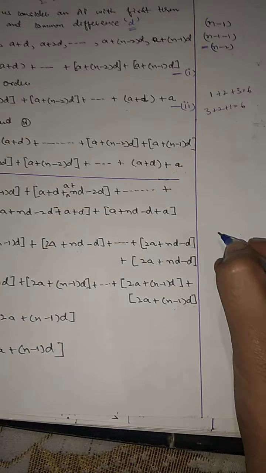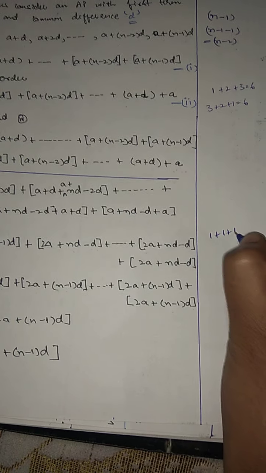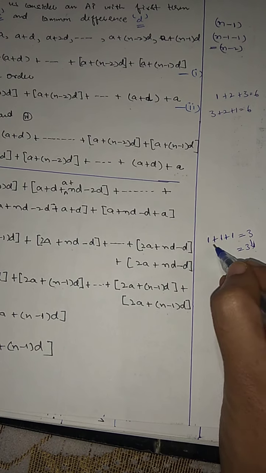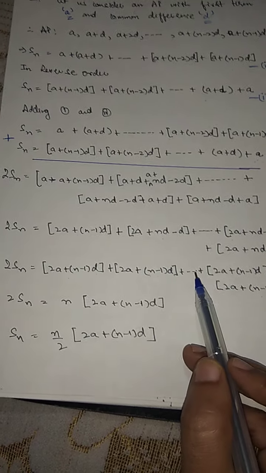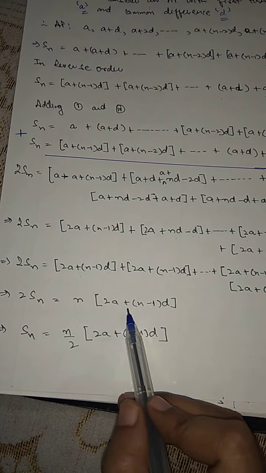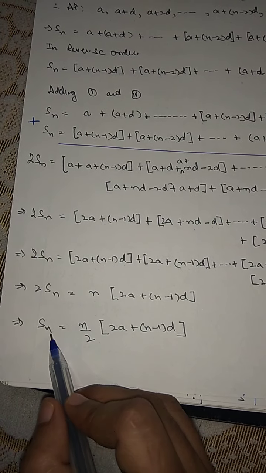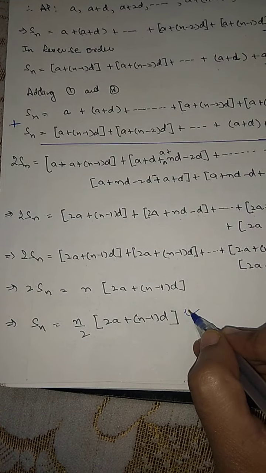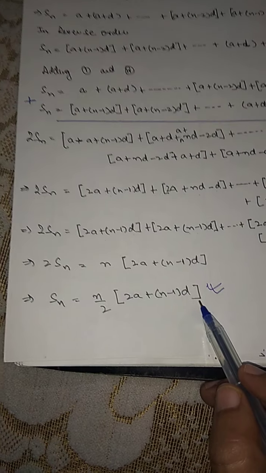And if you know addition as repeated multiplication, we know that the number of times we add a number, it becomes a multiple of that number. For example, if we add 1 three times, it becomes 3, which is 3 into 1. In the same way, we have added 2a plus n minus 1 into d n times, so it becomes n into 2a plus n minus 1 into d. If we transpose 2 to the RHS, it becomes Sn is equal to n upon 2, 2a plus n minus 1 into d, which is the required formula that we need to derive, where we have to prove that Sn is equal to n by 2, 2a plus n minus 1 into d.